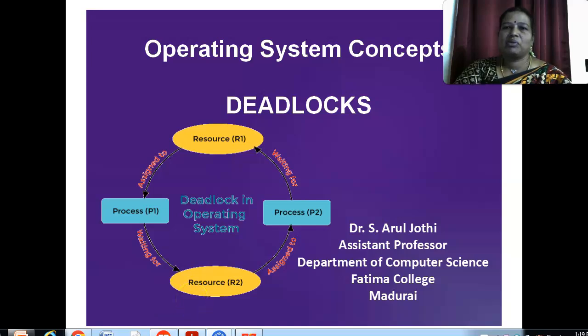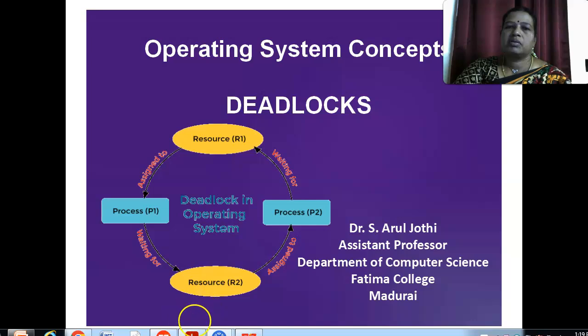Today, we are going to discuss some basic concepts in operating systems, mainly deadlocks. So, what is deadlock? How does it occur? Deadlock occurs when a process requests a resource that is already assigned to another process, and it is waiting for a resource that will never be preempted.